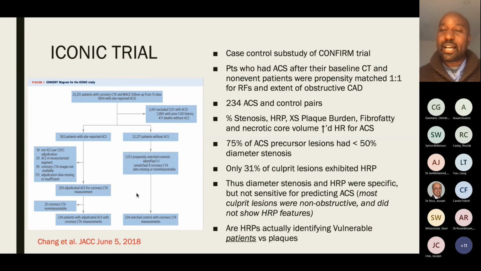So they're probably identifying a phenotype or perhaps an inflammatory milieu where they're prone to have events, but it's hard to pinpoint if it's going to happen in one particular plaque.